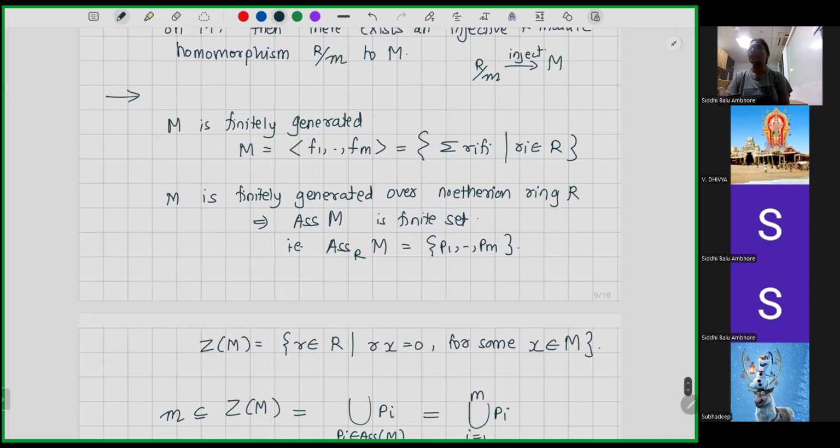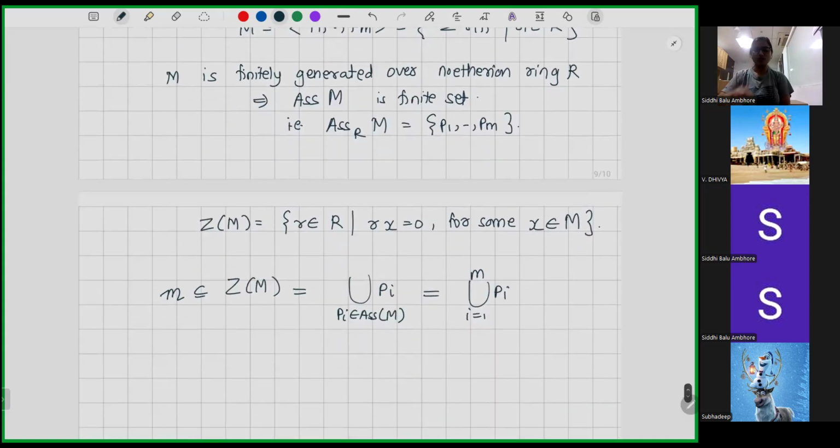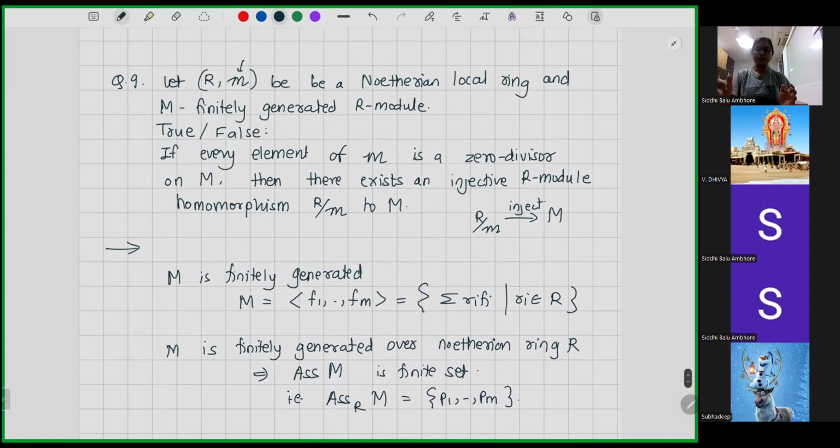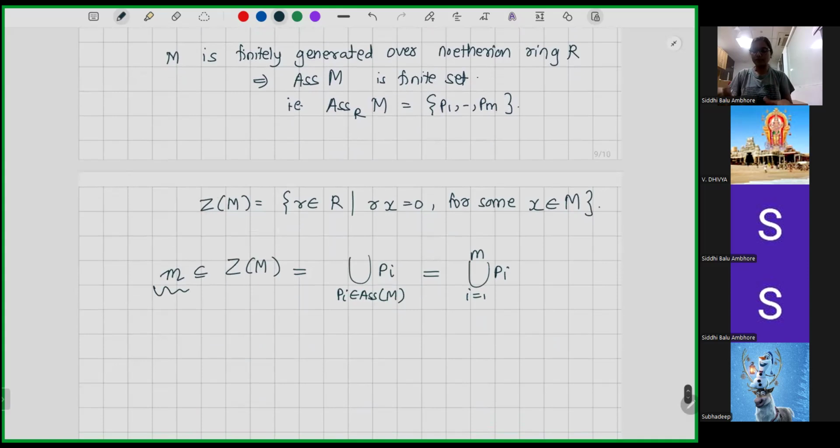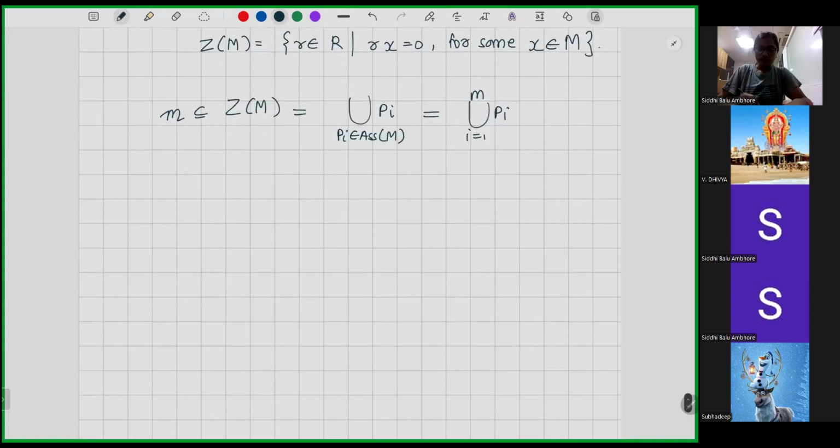Okay, M is finitely generated over Noetherian ring R. This implies associated primes of M is a finite set. And zero divisors of M is the collection of all the zero divisors. And given information is that ideal m contains zero divisors. I mean, every element of ideal m is a zero divisor. So zero divisors of M is a bigger set than this ideal m given. But this set of zero divisors is actually a union of all associated primes.